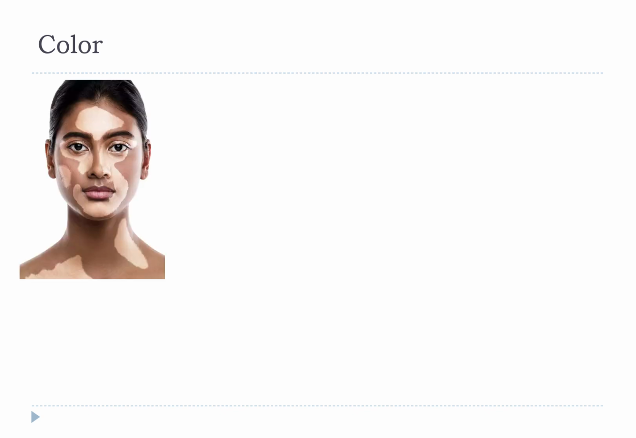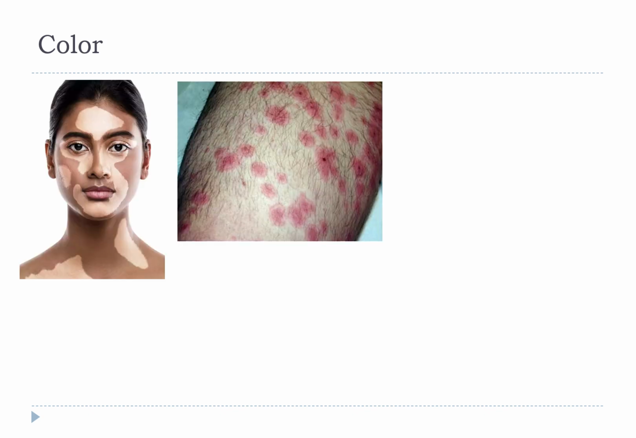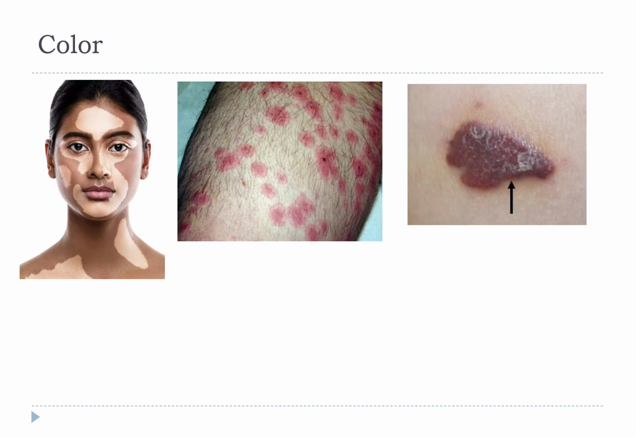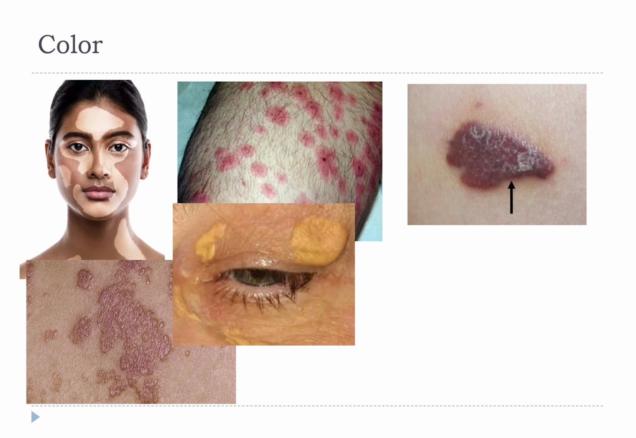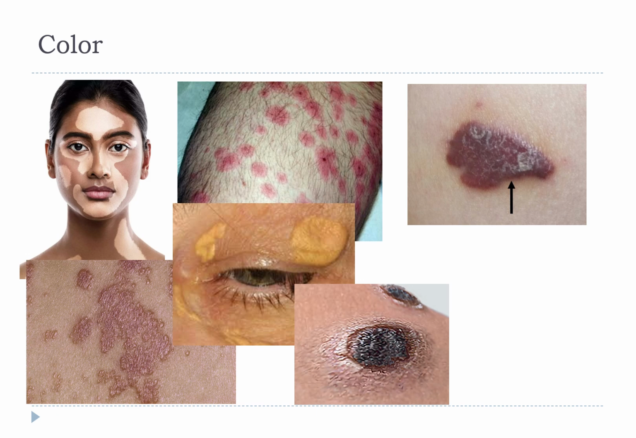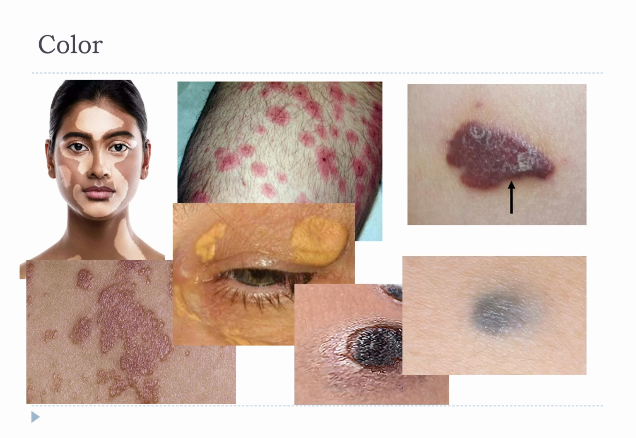The color is another variable. Vitiligo looks white. Drug rashes, bright red. Kaposi sarcoma, purple. Granulomas can be brown. Xanthomas or fatty deposits, yellow. Scars and necrotic skin, black. And we can have a blue color for deep pigmentation, such as blue nevi.